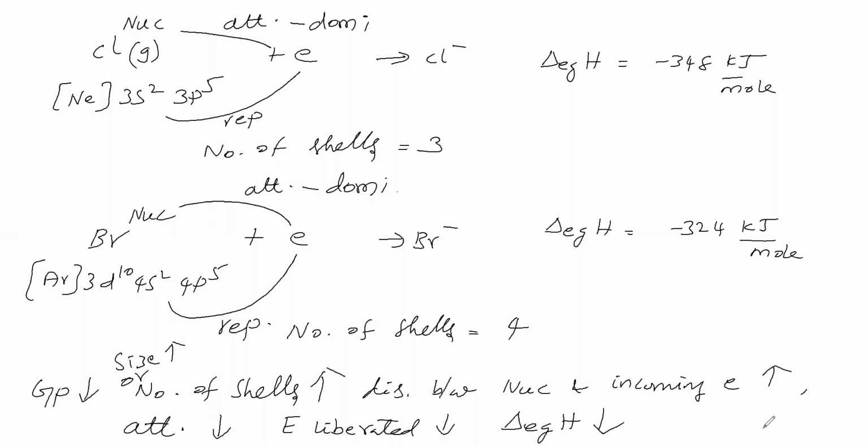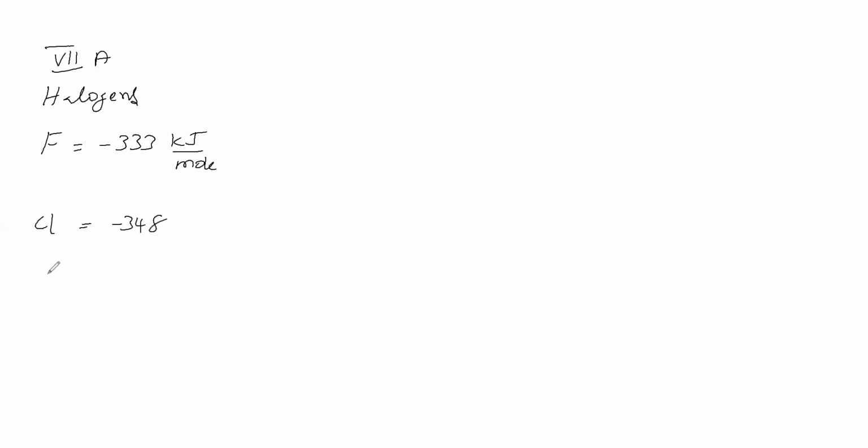Okay, let us see an example for this. Now we will take the 7A group, which is called the halogen family. We will take fluorine: the electron gain enthalpy is minus 333 kilojoule per mole. Then chlorine: minus 348 kilojoule per mole.